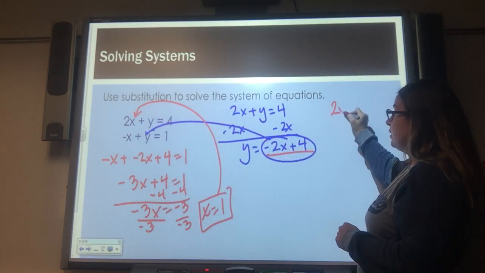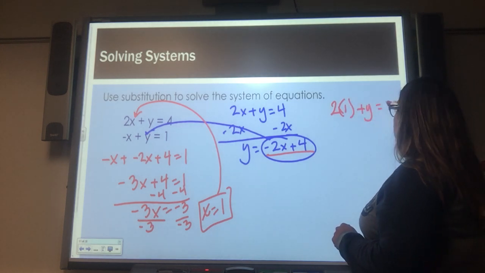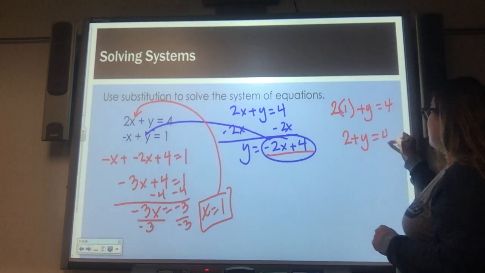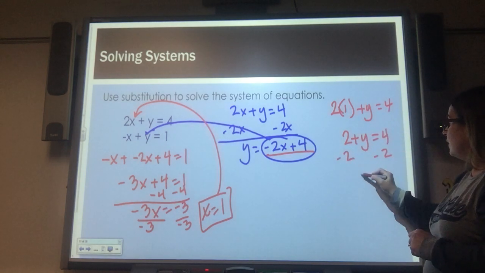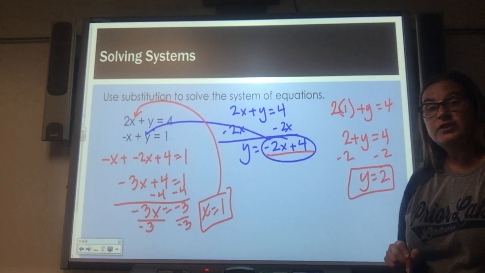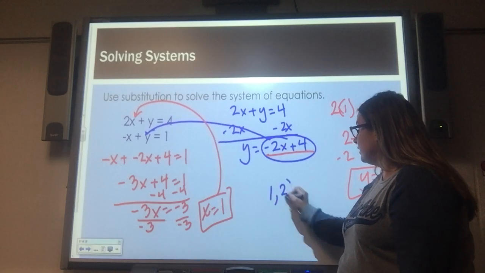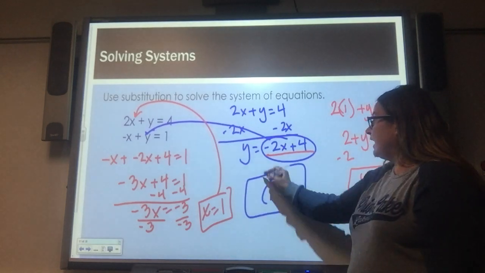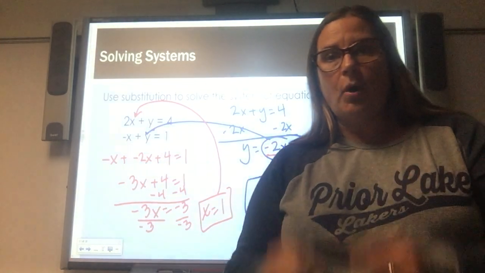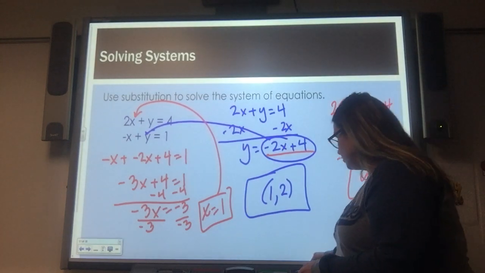So 2 times 1 plus y equals 4. 2 plus y equals 4. Y equals 2. So the solution to my system is 1, 2. That means if I put 1 in for x and 2 in for y, both equations are true. This is called solving by substitution.